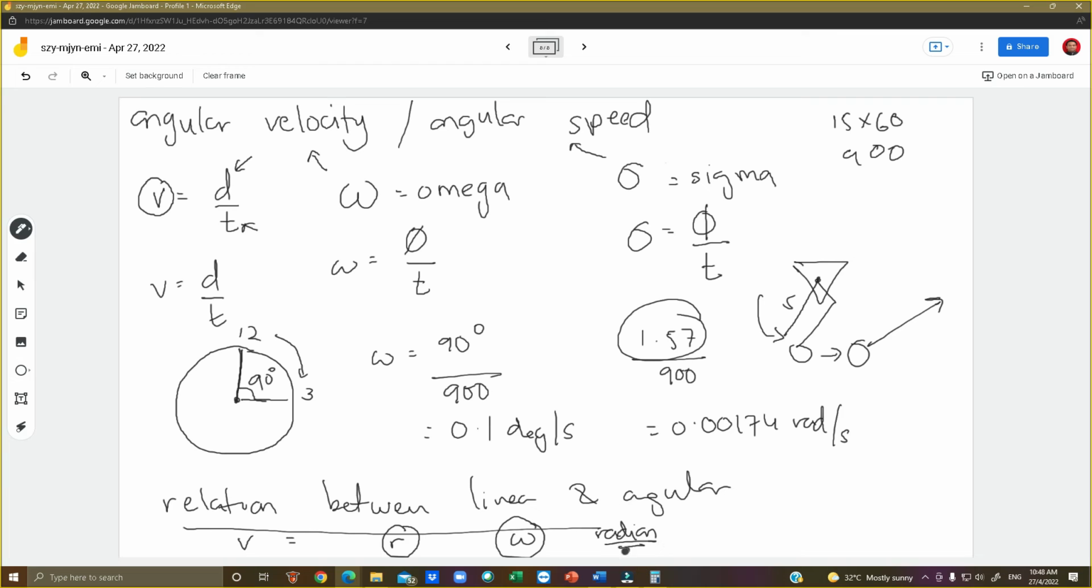Bila case begini, this omega need to be explained in term of radian. You need to change the degree into radian first before embark in this particular equation, or else result dia mengarut. Pasal degree tak equal dengan meter. Radian equal dengan meter. Okay kah?